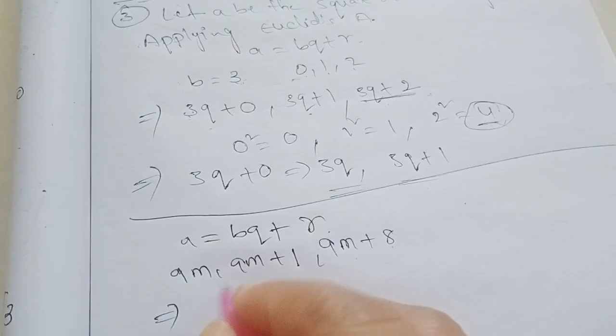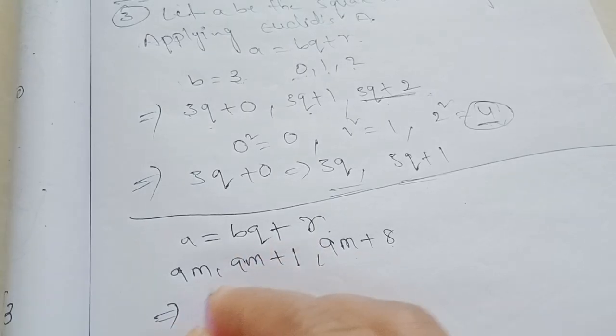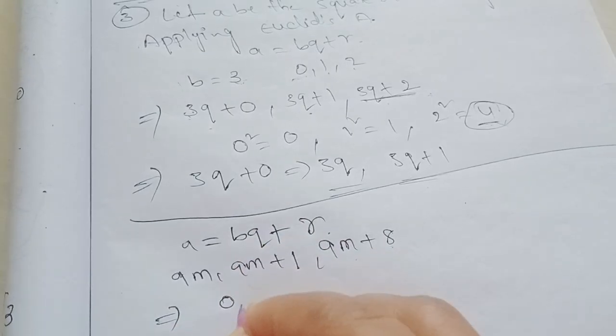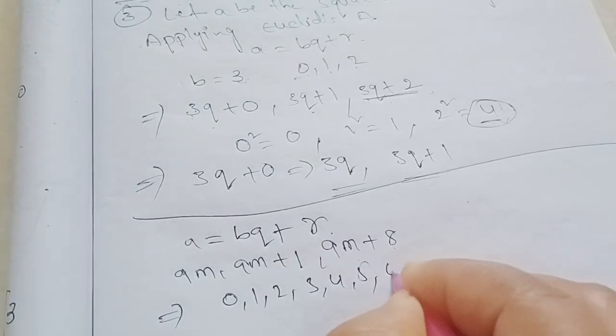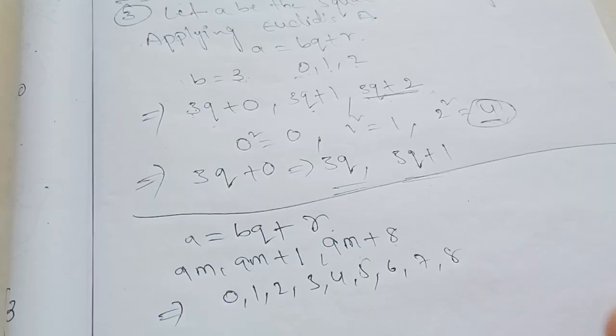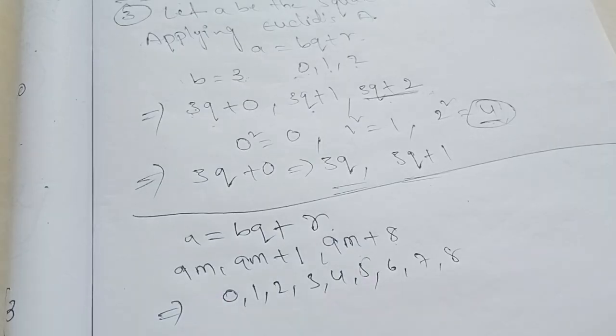What are the possible remainders in 9? Possible remainders are 0, 1, 2, 3, 4, 5, 6, 7, 8. That means less than 9. Okay, these are the possible remainders.